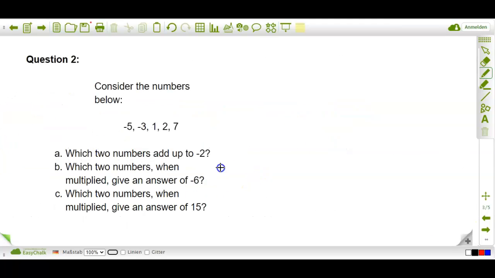Consider the numbers below: -5, -3, 1, 2, 7. Which two numbers add up to -2? Okay, we're going to draw a number line first. We have -5, -4, and I'm putting all the numbers in between. -3. Oh, I need to write smaller than that.